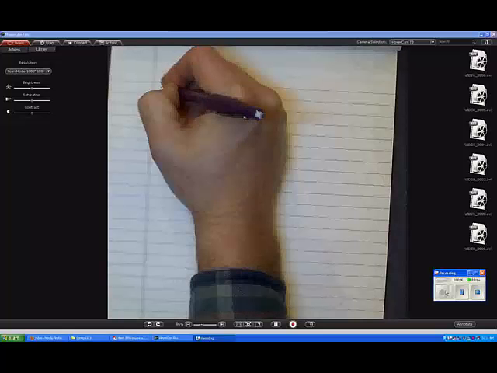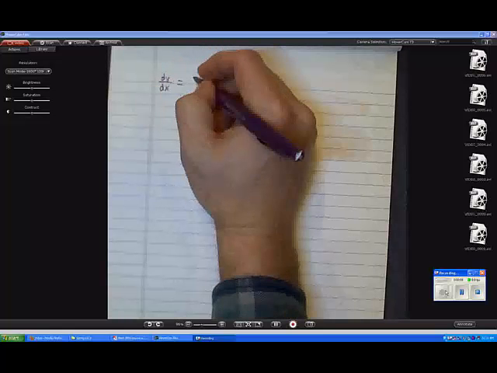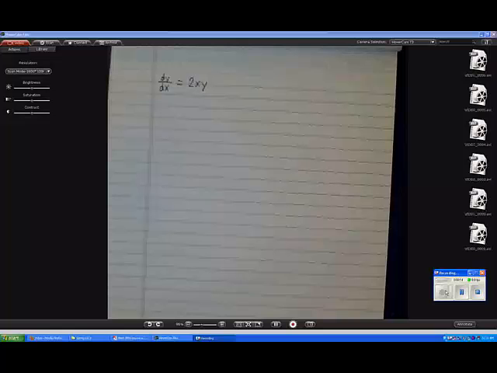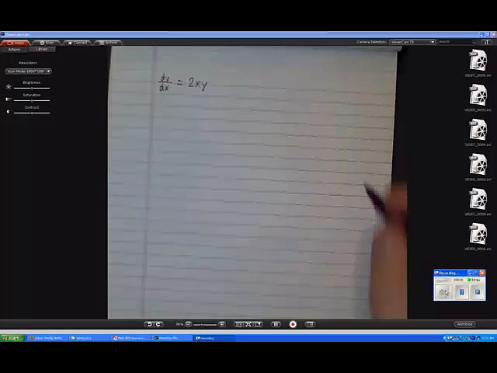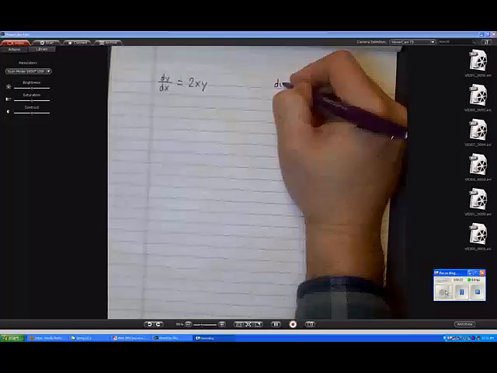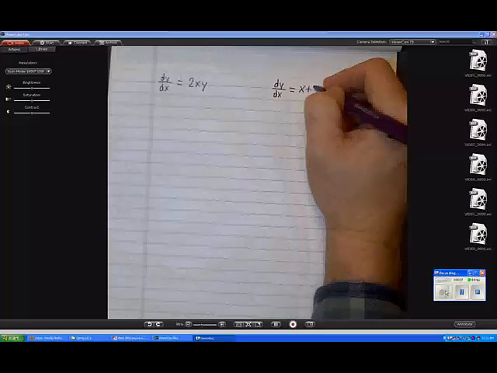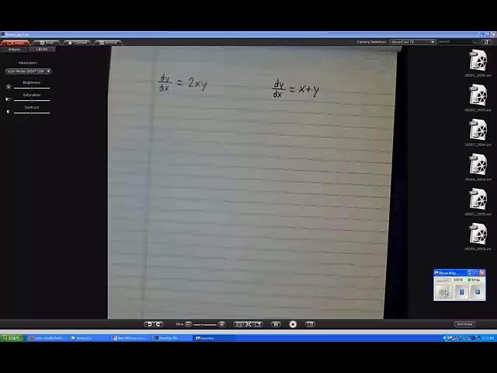So we'll try this one. dy/dx equals 2xy. And then we'll also think about this one. dy/dx equals x plus y. So there's two separate equations to think about a little bit. I guess the question I should ask is, are these separable?